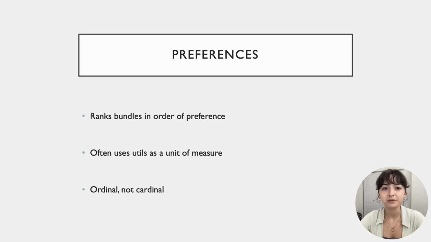So, for example, if we have two bundles, bundle A that is comprised of 2 apples and 3 bananas, and it has a utility of 10, being 10 utils, and bundle B that is comprised of 1 apple and 5 bananas, it has a utility of 5, being 5 utils. Their utility values only reveal that bundle A is preferred to bundle B, and it does not suggest that bundle A is twice as good as bundle B, even though bundle A is assigned twice as many utils.